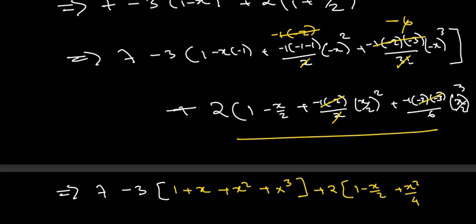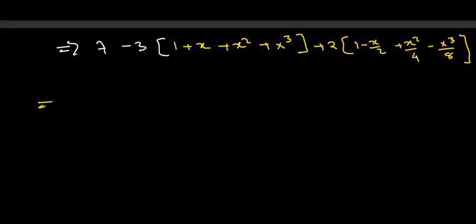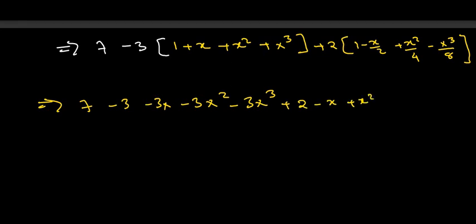And here we have a 6, right? Cancelling with that part. This is going to give us a negative x to the power 3 over 8. Okay, this is nice. From here, we're going to have 7 minus 3x minus 3. Minus 3x is here. Minus 3x squared minus 3x to the power 3. Then this is plus 2x plus x squared over 2 minus x^3 over 4.